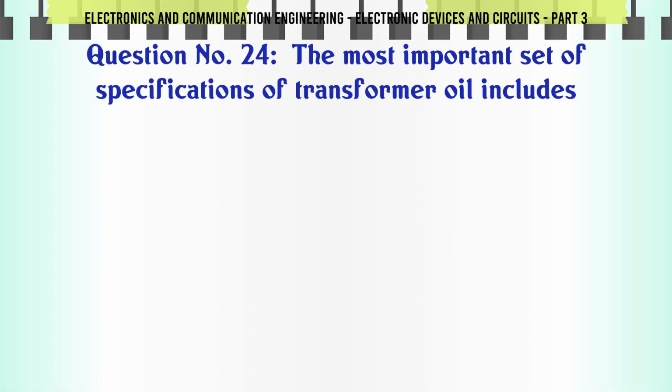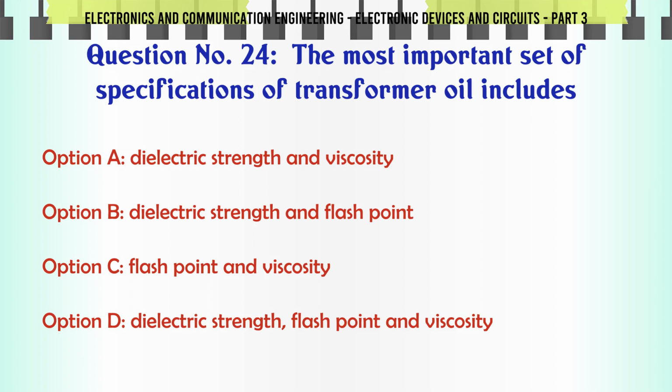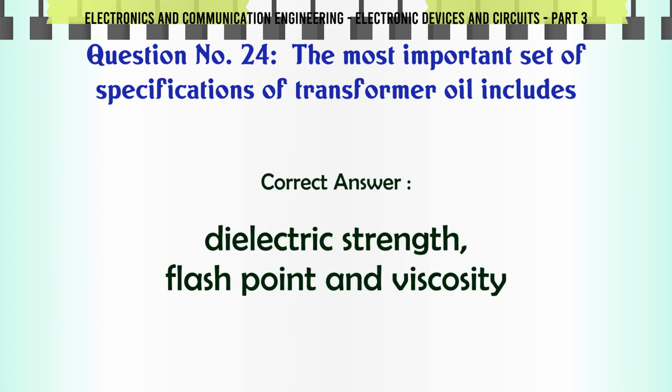The most important set of specifications of transformer oil includes: A, dielectric strength and viscosity; B, dielectric strength and flash point; C, flash point and viscosity; D, dielectric strength, flash point and viscosity. The correct answer is dielectric strength, flash point and viscosity.